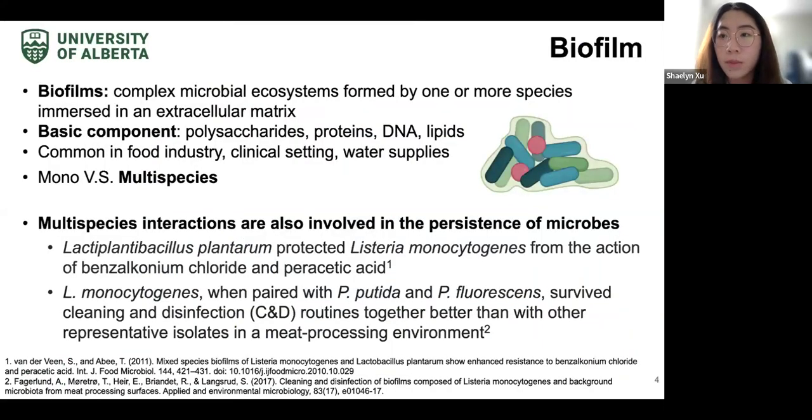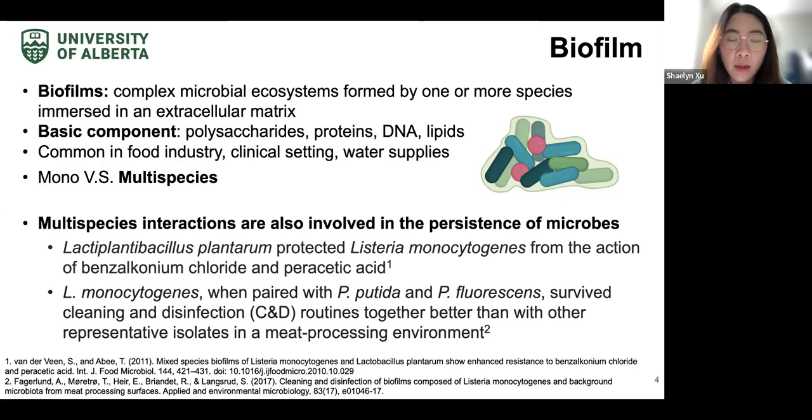So a bit of introduction about biofilms. Biofilms are complex microbial ecosystems formed by one or more species in an immersed extracellular matrix, which is mainly composed of polysaccharides, proteins, DNAs, and lipids. This extracellular matrix works as a physical barrier that limits the diffusion of the biocides or sanitizers reaching the interior layer of microbes, thus impeding the sanitation efficacies.